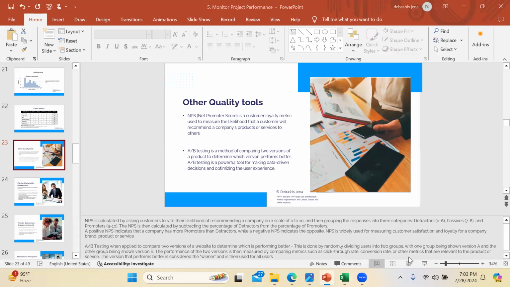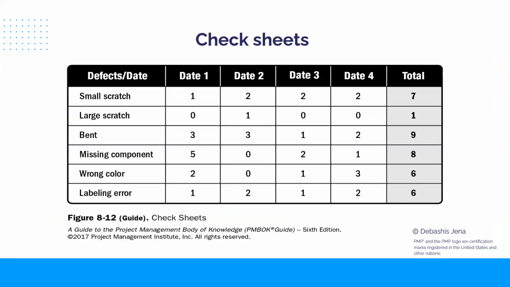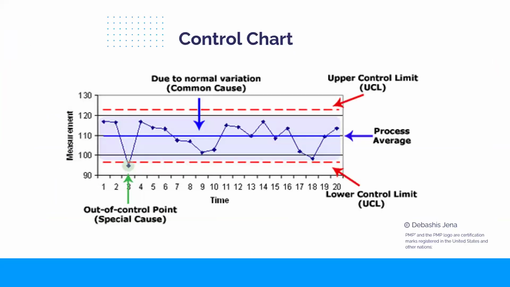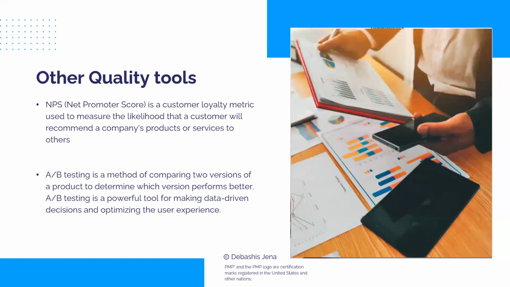We were discussing monitoring, and here is where we left off yesterday. We're talking about quality monitoring. We talked about a couple of techniques: control chart, histogram, check sheet. This is precisely where we left. So moving on with a couple of other tools in quality. One of them, Net Promoter Score, NPS.